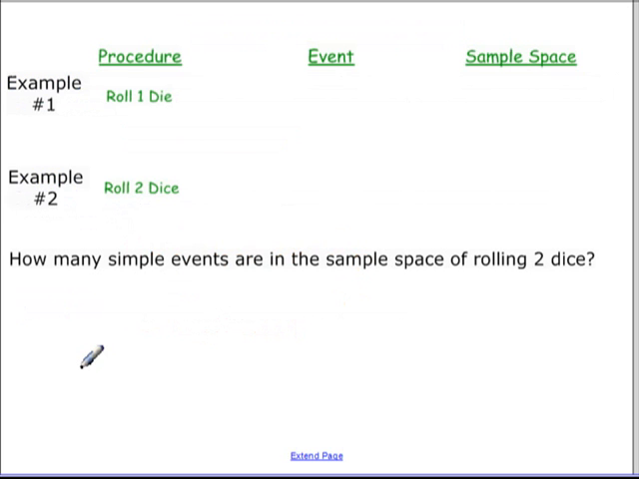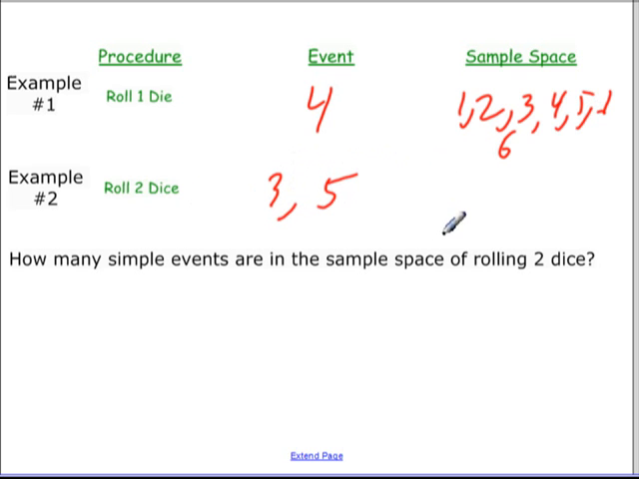So just as an example, I roll a die. The event might be a 4 or a 2 or a 1, but the sample space would be the set of all the possible outcomes. So the size of the sample space would be 6, because there are 6 items in that. When you roll 2 dice, you might get a 3 and a 5. So there's 2 elements to the event.